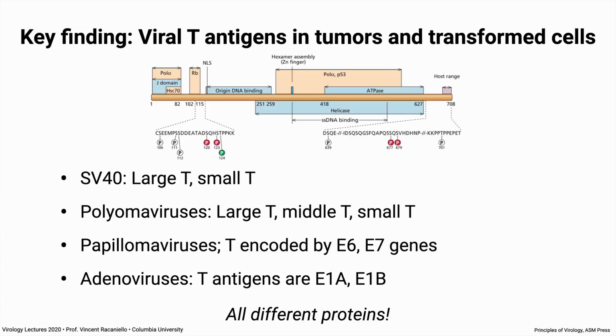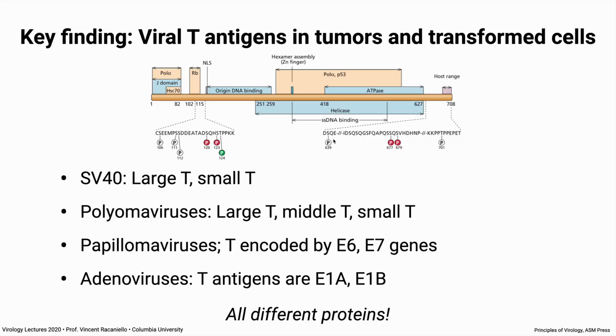And the key that links all of these DNA viruses together are T antigens. And T antigen we looked at way in the beginning for SV40, and T stands for tumor antigen because it was a protein found in all the tumors. And for all these viruses, SV40, polyoma, papilloma, adeno, they could always find a protein in tumors. They called them T, and they're all different.